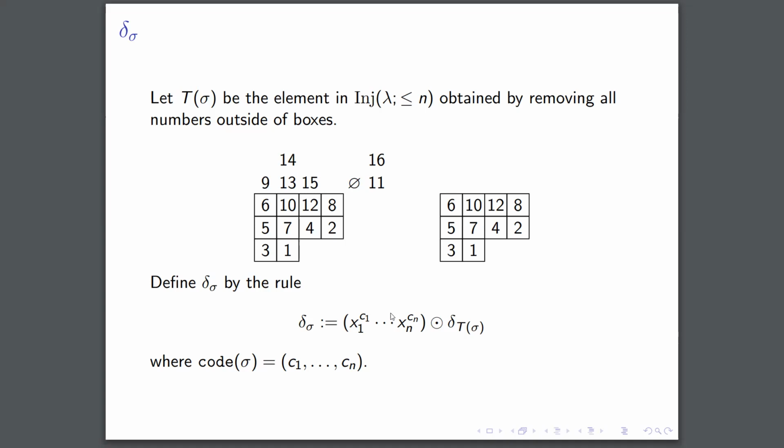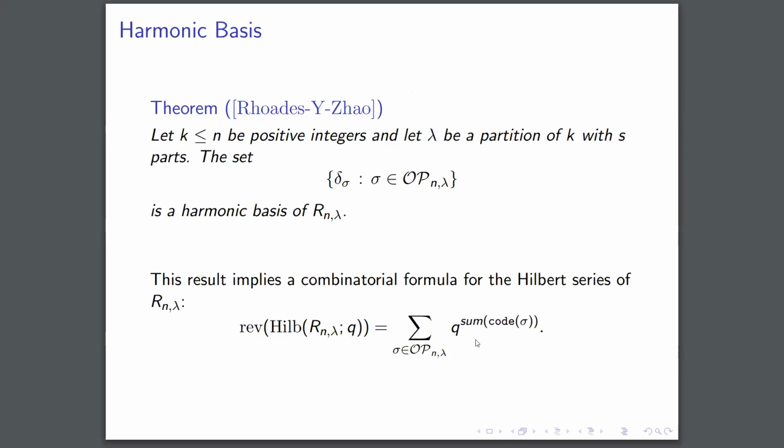We have a monomial on one hand and a polynomial on the other hand. We let this monomial act on the delta T sigma, and the result is called delta sigma. So notice that this element actually comes from that spanning set mentioned above. So that spanning set was just all these delta T's acted by all kinds of monomials. So this, of course, is in that spanning set. Well, if we let sigma range over all possible ordered set partitions, then this set is actually a subset of the spanning set mentioned above. But we can say something more than that.